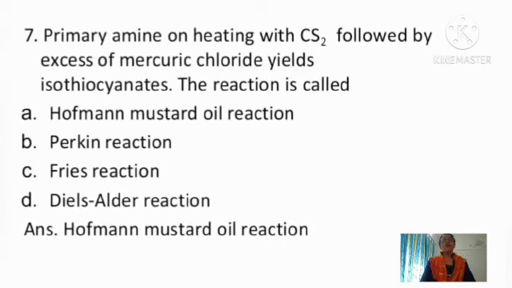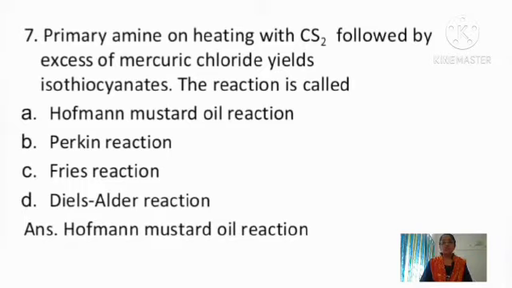So coming to the seventh question: primary amine on heating with carbon disulfide, that is CS2, followed by excess of mercury chloride yields isothiocyanates. This reaction is called: A option is Hofmann mustard oil reaction, B option is Perkin reaction, C option is Price reaction, D is Diels-Alder reaction. So here option A is correct, that is Hofmann mustard oil reaction.